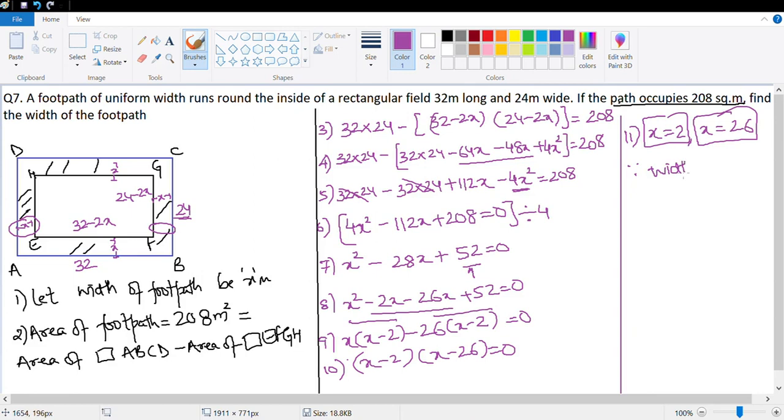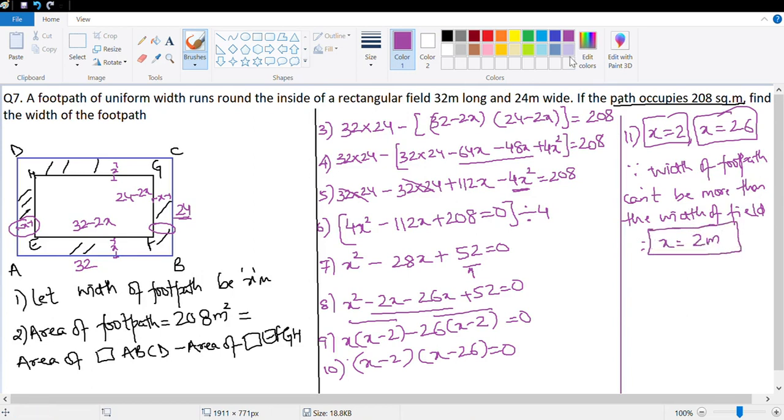So since width of footpath can't be more than the width of field, therefore x is equal to 2 meter. Let's check the question. What do they want us to calculate? Find the width of the footpath. Therefore, width of footpath is equal to 2 meter.